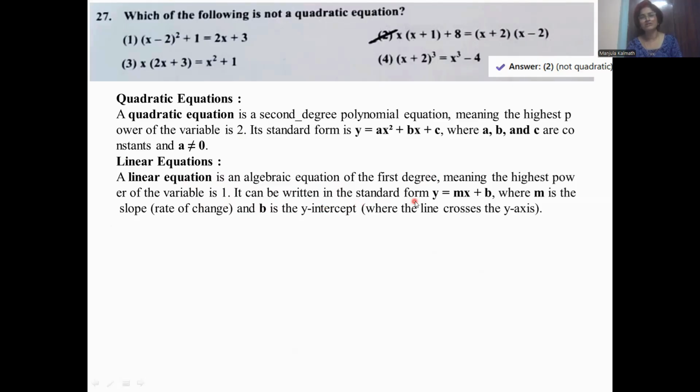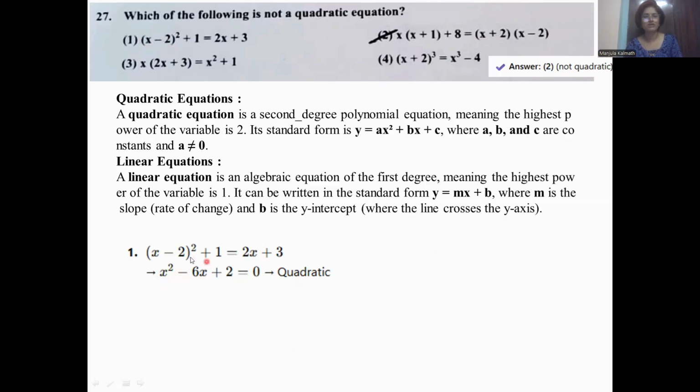It can be written in the standard form y equals mx plus b, where m is the slope or rate of change, and b is the y-intercept, where the line crosses the y-axis. So here we have a, now we have to check the first equation, (x minus 2) whole square plus 1. That (x minus 2) whole square is nothing but once again (a minus b) whole square, which can be written as a square plus b square minus 2ab. So here we have x square minus 6x plus 2 equals 0.